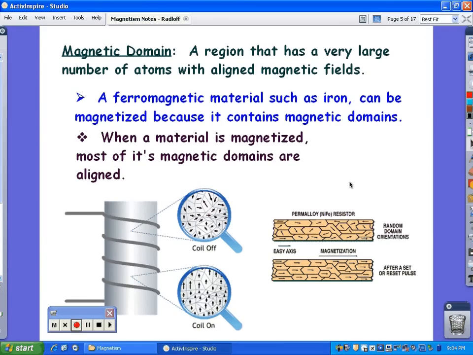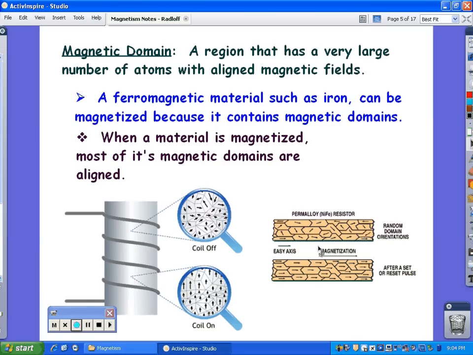The magnetic domain is the region within a magnet that has a very large number of atoms with aligned magnetic fields. Now, what does that really mean? Well, the magnetic fields north to south are aligning up together in those regions. When a material is magnetized, most of its magnetic domains are aligned.